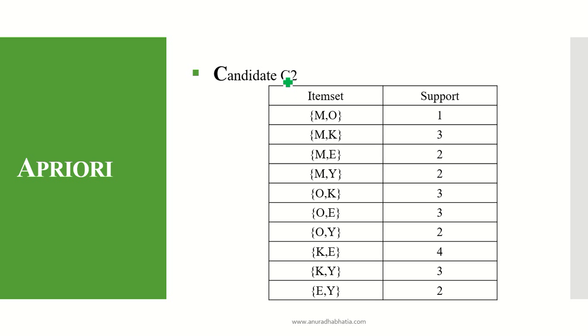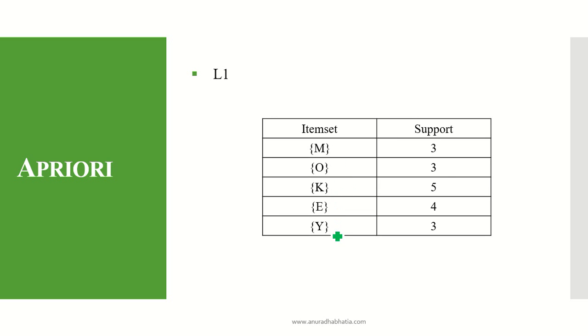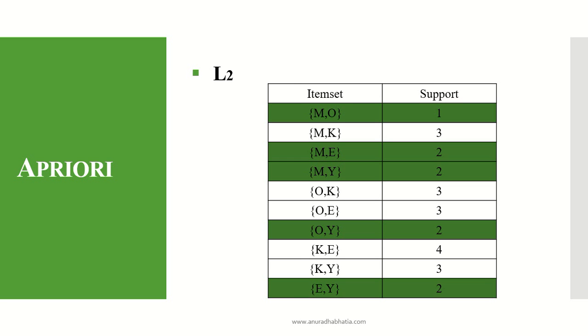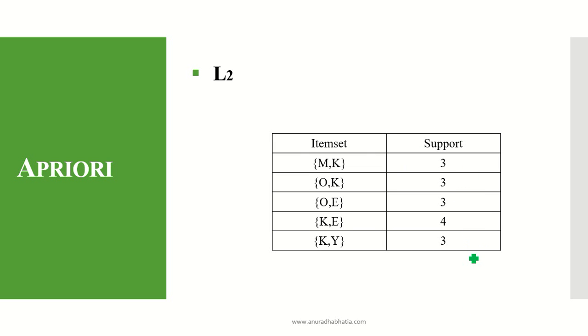So C2 is the combination of the previous L1 item sets, M, O, K, E, Y. Now C2 forms combinations of 2: MO, MK, ME, MY, OK, and so on, and we have to find the support for how many times these are present in our transaction table. This is the support that I got for MO, MK and the rest. Again, we need to find L2. In this support, whatever is less than 2.14 is rejected. So this is my rejected table, and I get the L2 support like this.